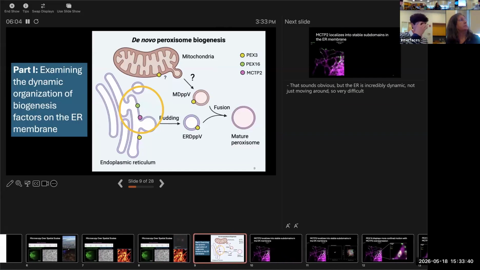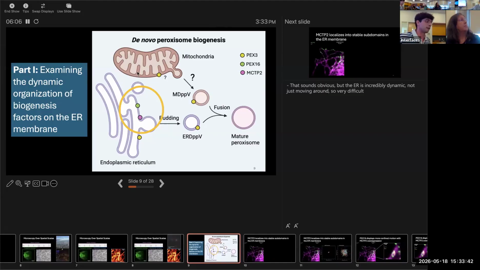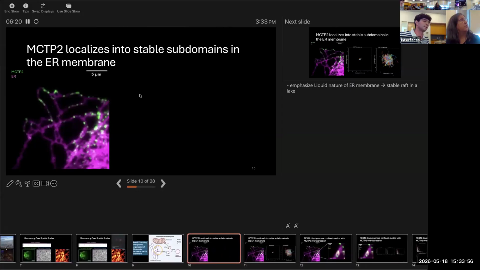And so in the first part of my talk, I'll be examining some of this dynamic organization, particularly with PEX16 and MCTP2, which we already know are localizing to the ER. The first finding that I would like to present is that this MCTP2 protein localizes into stable subdomains in the ER membrane. What I mean by subdomains is that you can see it organizing into little clumps of individual proteins throughout some of these tubules and the other networking of the ER.